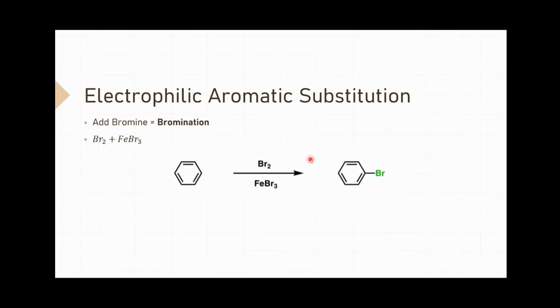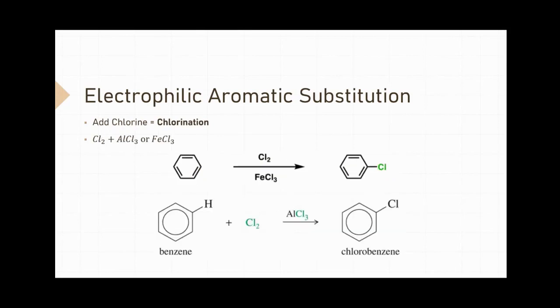Right, so the first reaction will be bromination, which is just adding Br2 and FeBr3. This FeBr3 is a catalyst that will make Br2 into an electrophile. So it's going to make this bromine have a positive charge, and this double bond can grab onto the bromine. It's similar to chlorination as well. You can use AlCl3 or FeCl3. It works the same way. So you just add the chlorine.